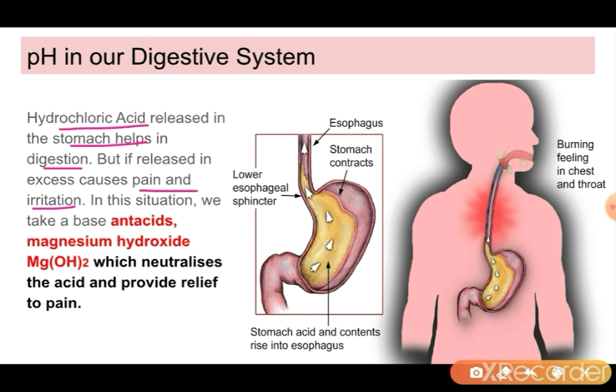In this situation, we should take an antacid, which is magnesium hydroxide or milk of magnesia. We also take baking soda or ENO, which also contain base in them. This base neutralizes the acidic nature and relieves us from pain.